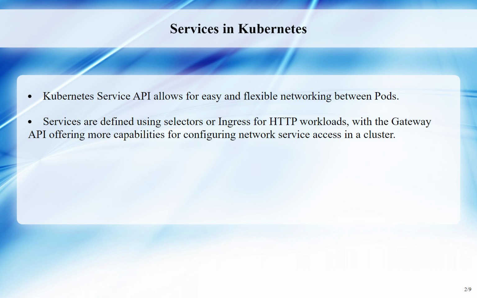Services can be defined using selectors, and there are alternative ways to define service endpoints using services without selectors, or by using ingress for HTTP workloads to control web traffic. The Gateway API provides additional capabilities beyond ingress and service, allowing users to configure network service access in their cluster.